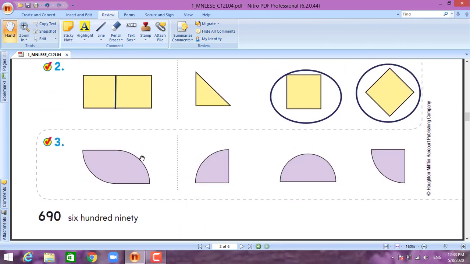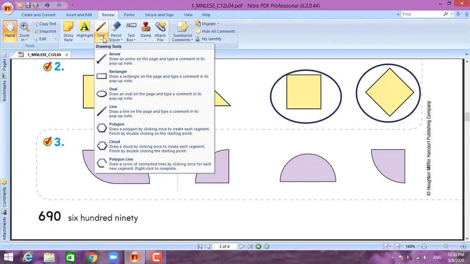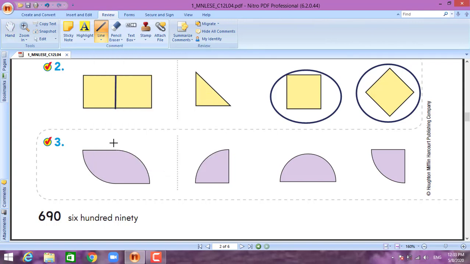This shape, I want to know the two that I will choose. Let us cut this shape in two equal parts. So I will choose this quarter, and I have another quarter. So I will choose this one and this one.